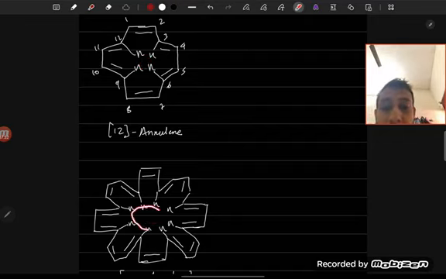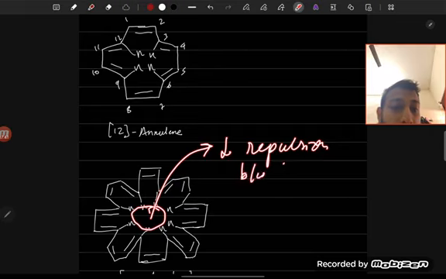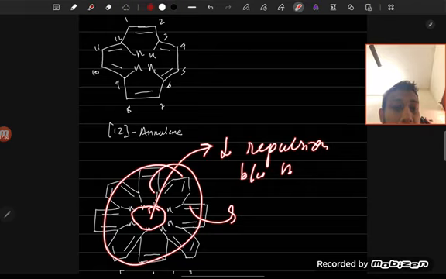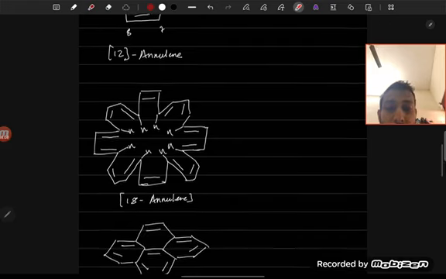Because we have a large cavity here, there is less repulsion between the hydrogen atoms, and if they have less repulsion, then they will be stable, and this molecule will lie in a single plane, and the moment it lies in a single plane, it will become an aromatic compound. The main problem is the repulsion between the hydrogen atoms. Here repulsions are more, which make them non-aromatic, and here repulsions are less because of the large ring. So this compound is an aromatic compound.